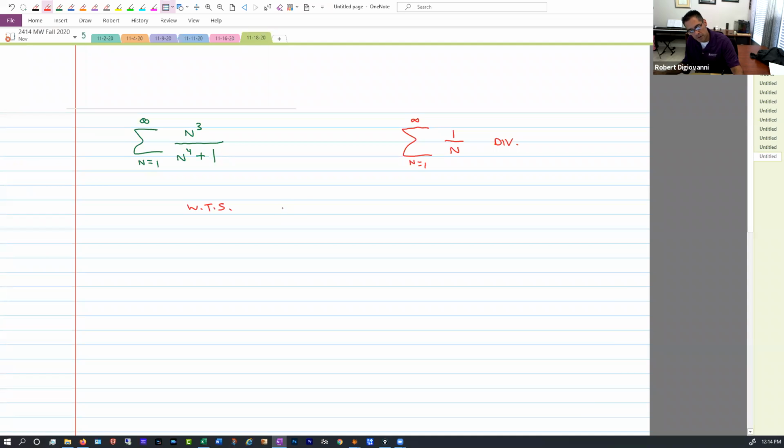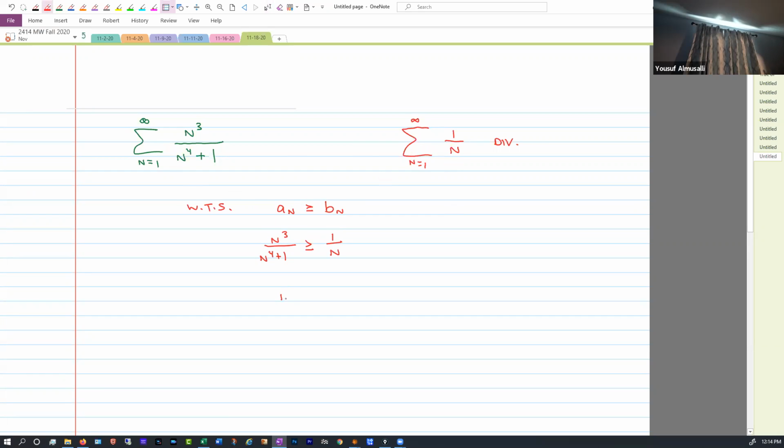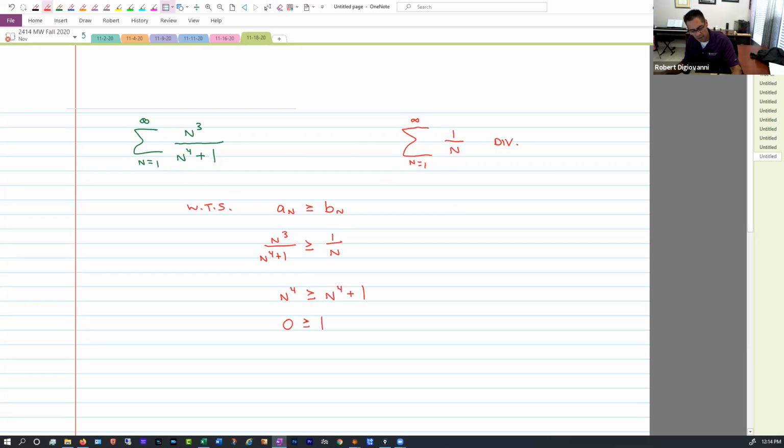I want everyone to write this down because this is going to be real important to understand how we're going to get this. So we're comparing it to this, so we want to show that that one's bigger than or equal to that one. So we go here. This is what we need to show. We cross multiply. And then we subtract n to the 4th on both sides, and we get that, which is not true. Which means the test fails, right? Which means that our choice of the thing to compare it to didn't work, right?